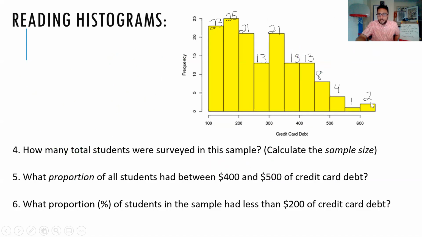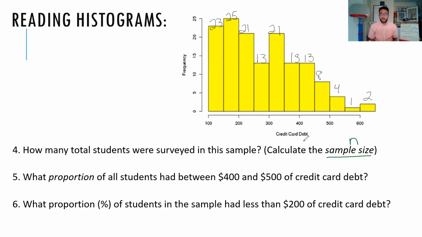Okay, how many total students were surveyed? Hopefully we know this, and hopefully I don't have to tell you. Pause it, try this on your own. But I will say down here, this is the sample size, that's another vocab word. We use the letter N to denote the sample size. So if number 4 just said find N, it would mean the exact same question. What's the total sample size?